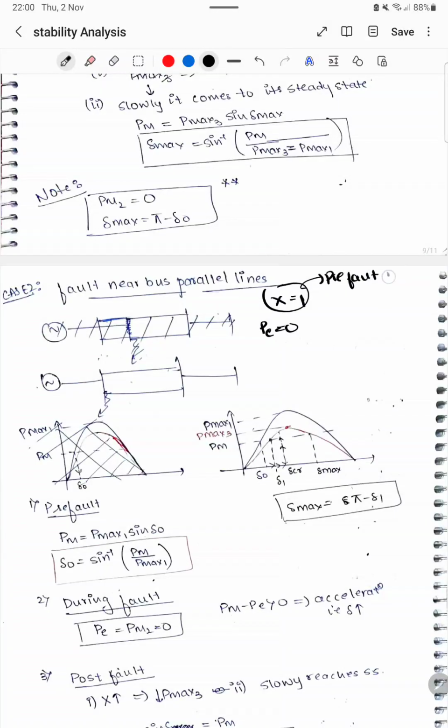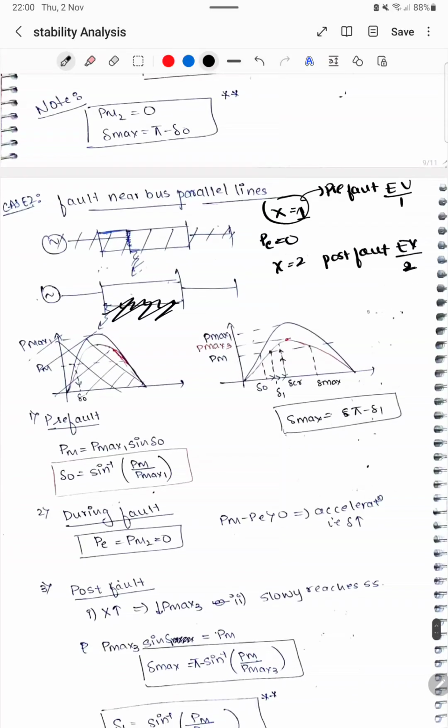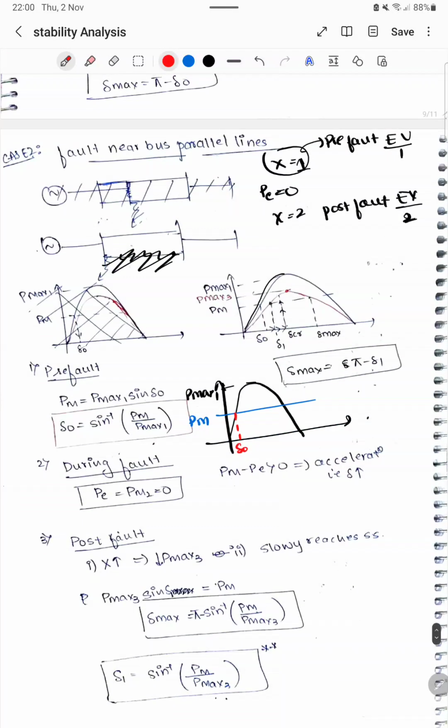Okay, pre-fault is nothing but Ev upon 1. Post fault, what happens is you will clear this line, so your x would increase from 1 to 2. So post fault, Ev becomes nothing but Ev upon 2. As we have said already, your Pmax 1 would always be there, and your shaft power also will be there, that is Pm. The intersection point is nothing but del naught.